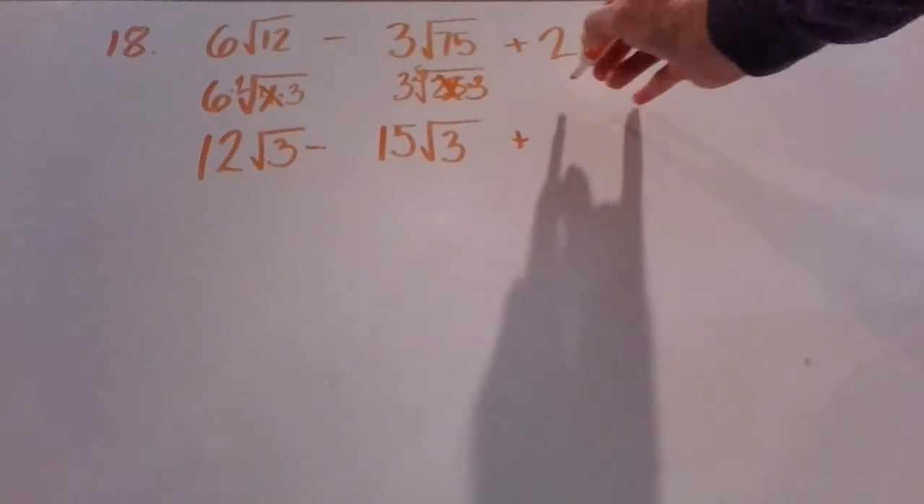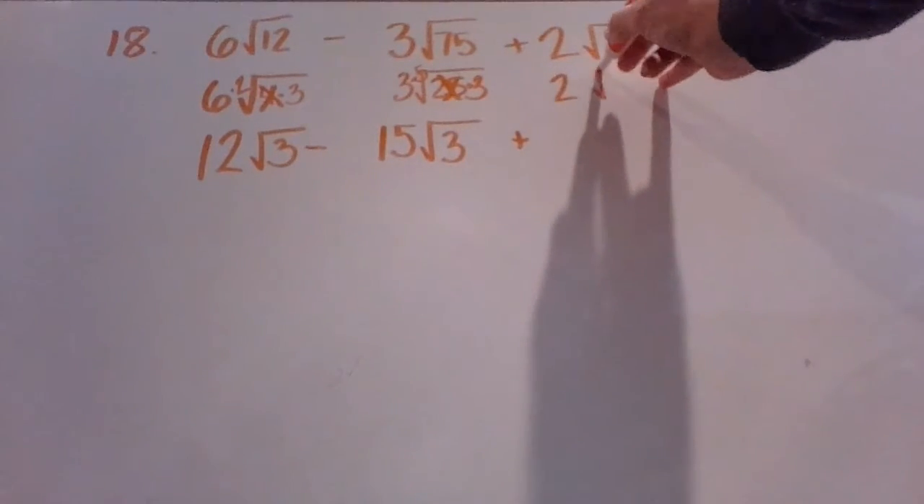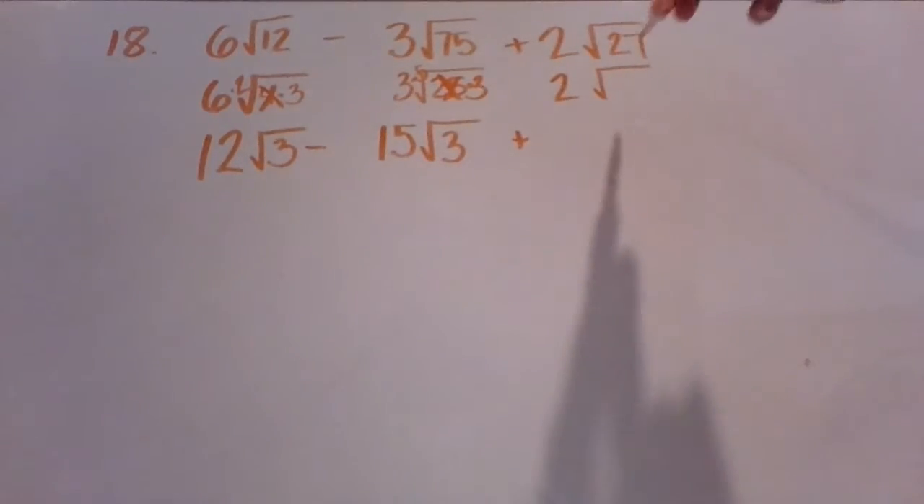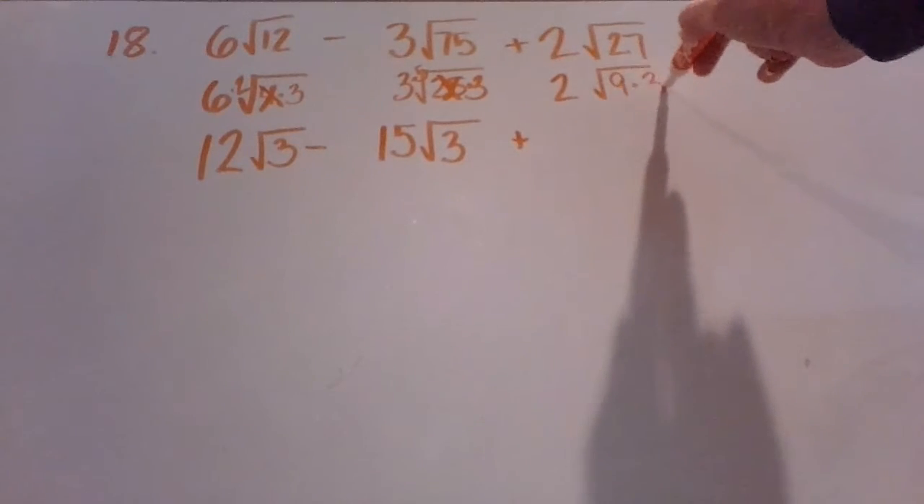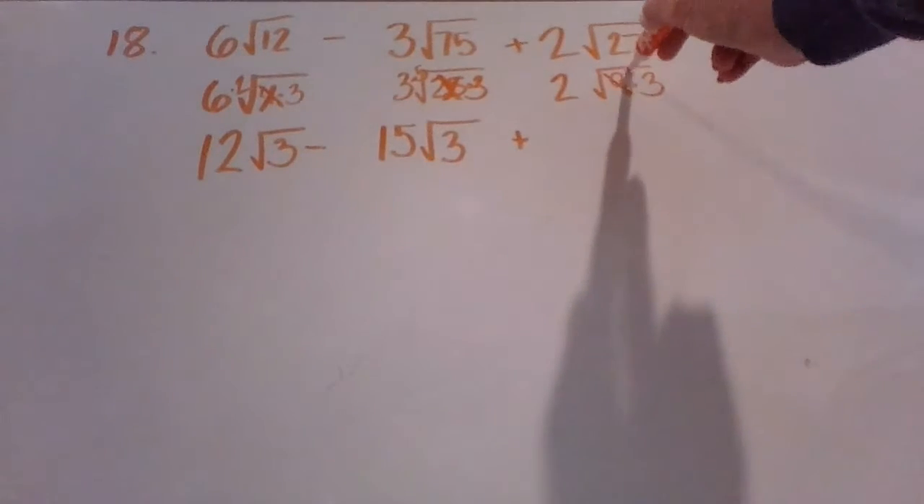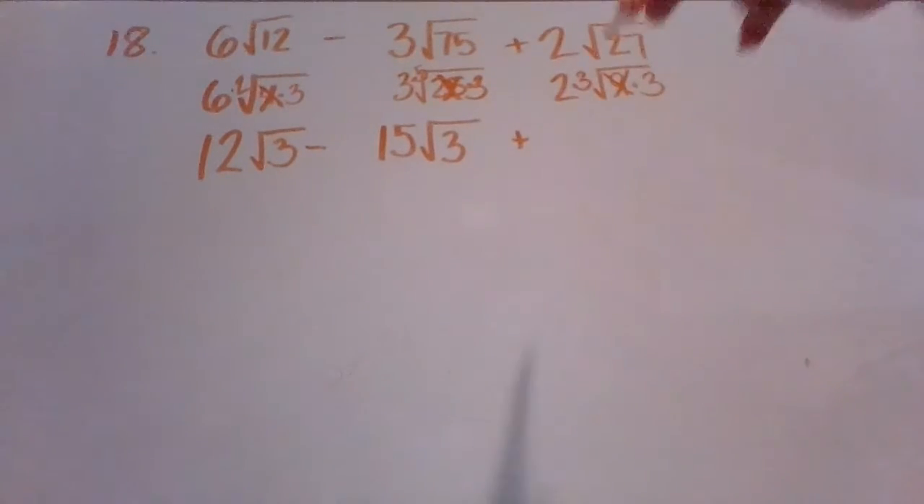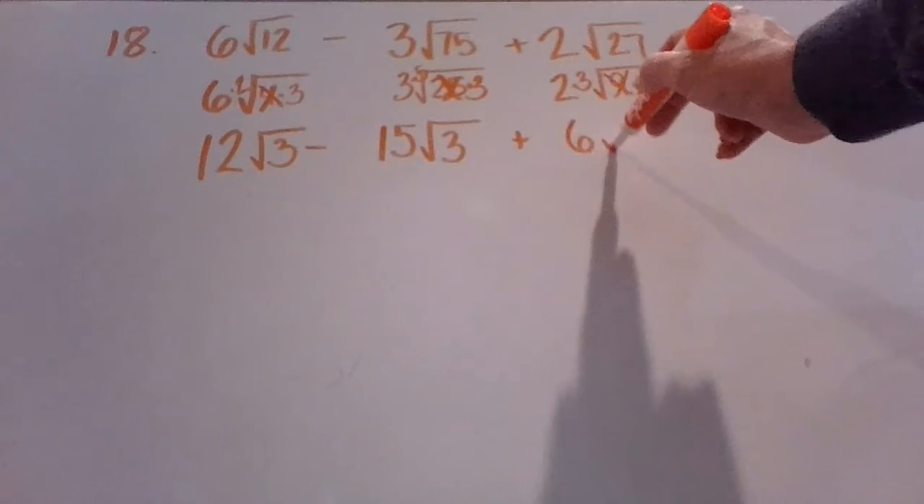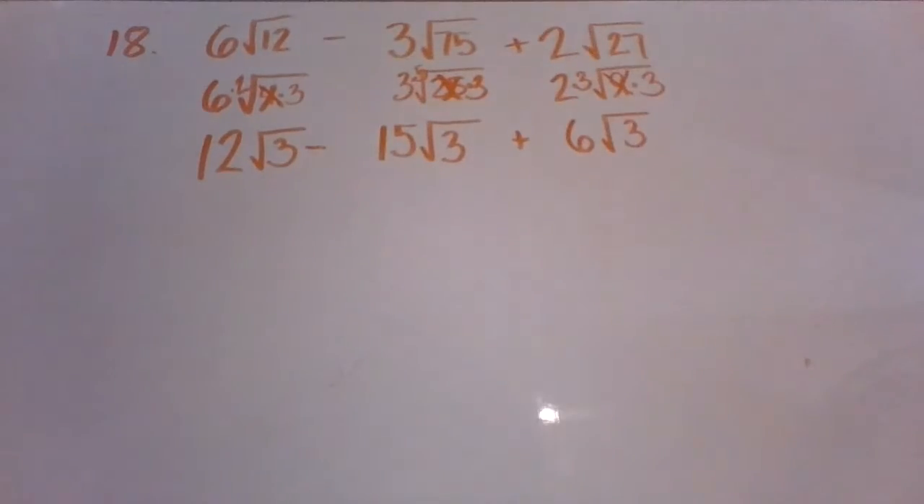Plus, now we have to break down this 27. So what times what equals 27? That's 9 times 3, and 9 is a perfect square. So the square root of 9 is 3. So we mark that off. So 2 times 3 is 6, square root of 3, because that 3 is left there in the middle.